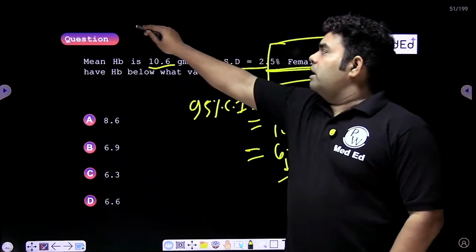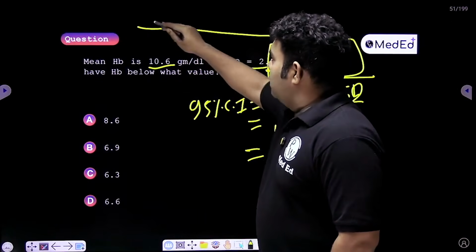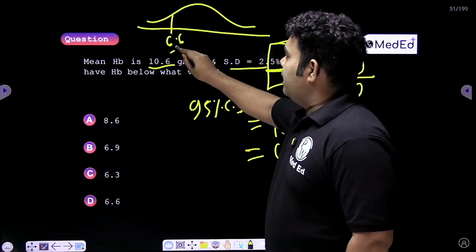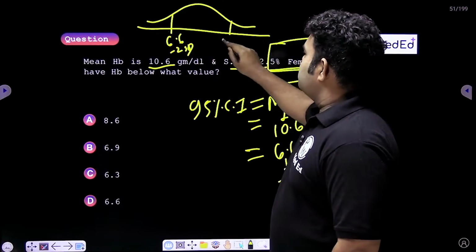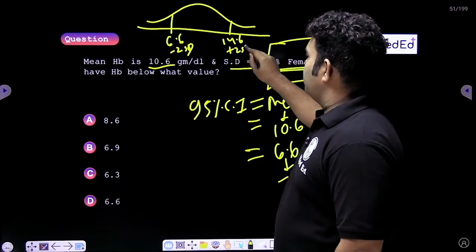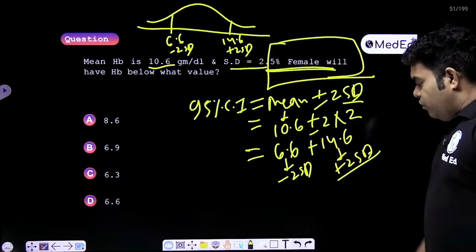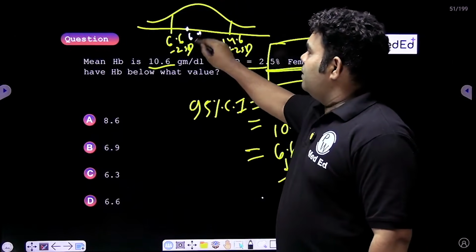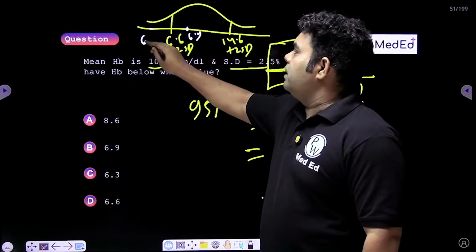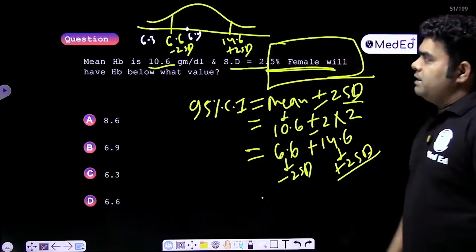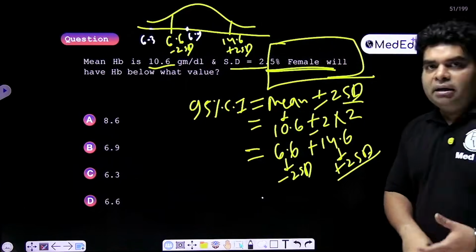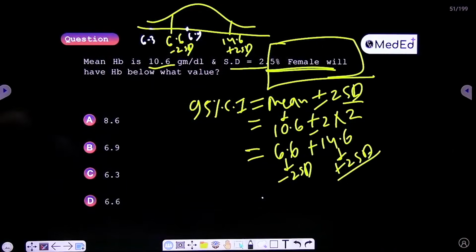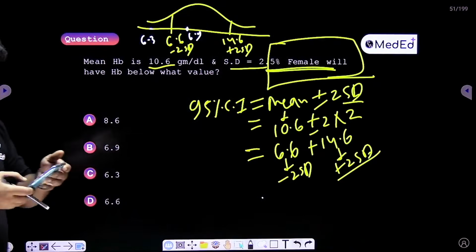Because again, if you draw the curve, in the curve, this is 6.6, minus 2 standard deviation. This is 14.6, plus 2 standard deviation. They are asking where will 5% female will lie. Will they lie at 6.9? Will they lie at 6.3? Will they lie at 6.6? What is your answer? Please reply in the chat box. I am waiting for your reply. Okay. So do reply.